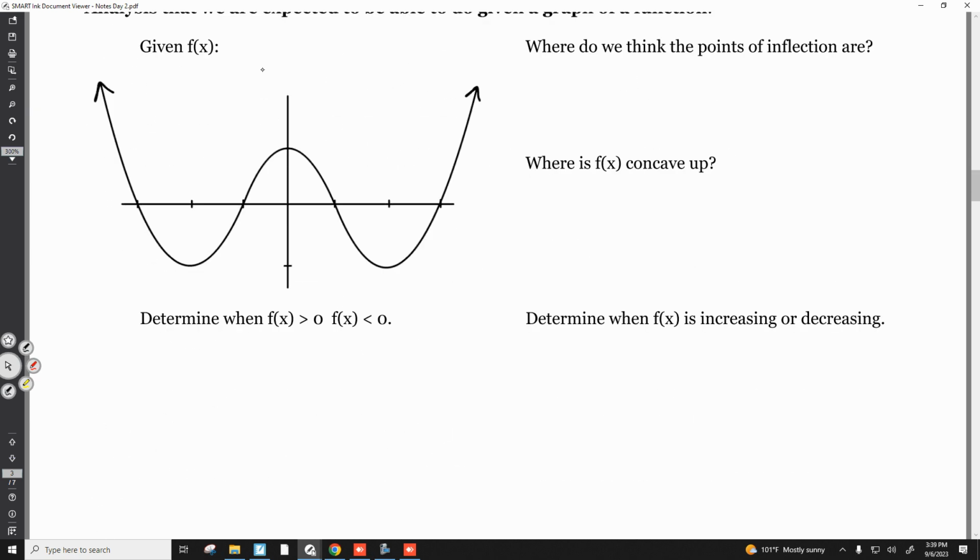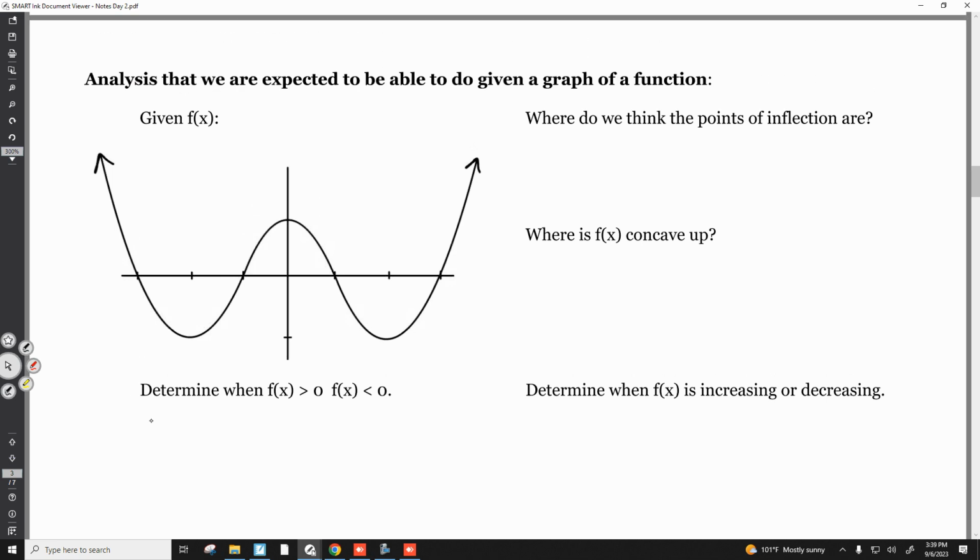Here's a graph. Where do you think this graph has points of inflection? Where do you think this graph is concave up? Every tick mark we're going to assume is 1. We're going to go from negative infinity to infinity. Ready, set, go.